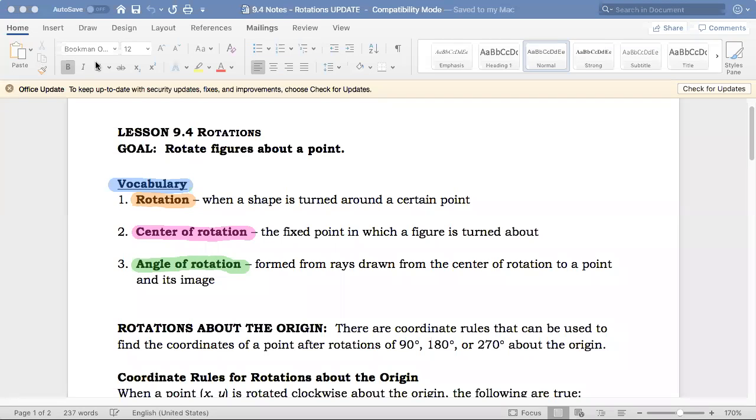In Khan Academy, some of the things that you guys had looked at too was rotating around a point on the object, but we're really going to focus with this stuff about rotations that are strictly around the origin. Okay, so we're going to look at those rotations that are around the origin. What we're going to do with that is we have some coordinate rules that will be used to find the coordinates of a point after rotating 90, 180, or 270 degrees about the origin.